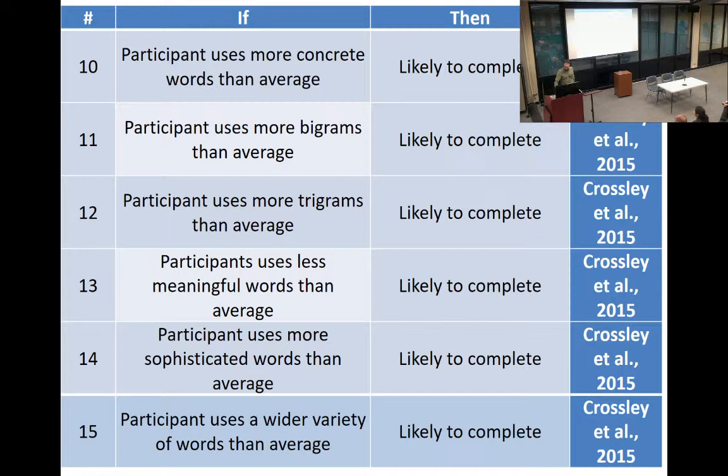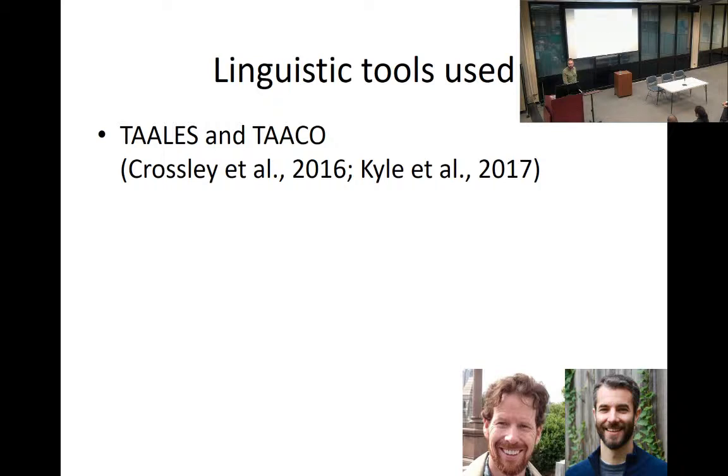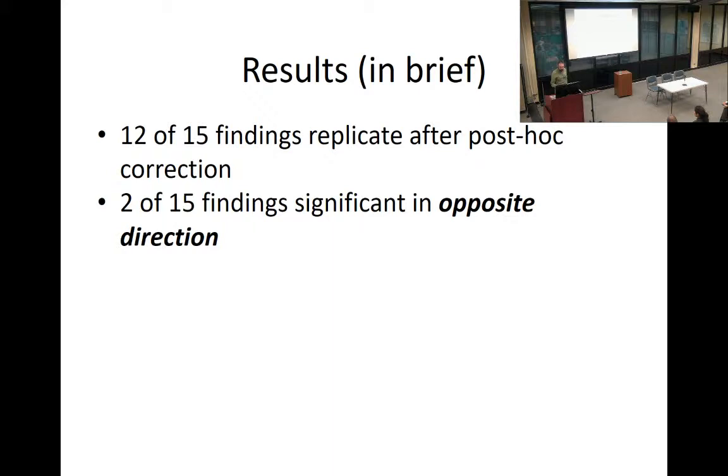So we used Crossley and Kyle's tools, Tails and Taco, for our linguistic analyses. We integrated them into our framework. In brief, I'll go into more detail in a minute: 12 of the 15 findings replicate after the post hoc correction, and two of the remaining three replicate in the opposite direction.